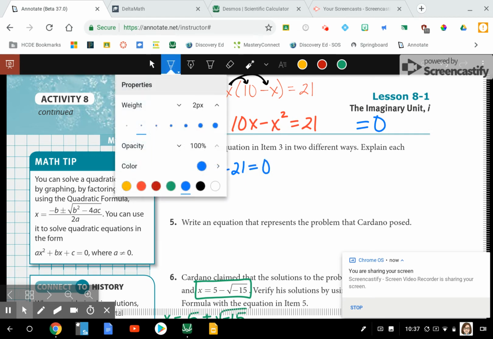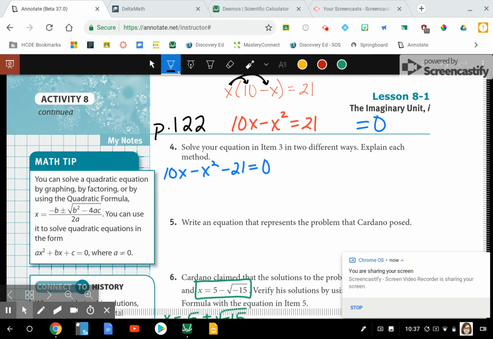Now, is this in standard form? No, it is not. So let's rewrite it so it is in standard form. We're just rearranging the terms where the x squared goes first, then the x, then the constant, all of that equal to 0. Now, you may be concerned about this negative in front. All we need to do is factor out that negative, basically changing all of these signs.